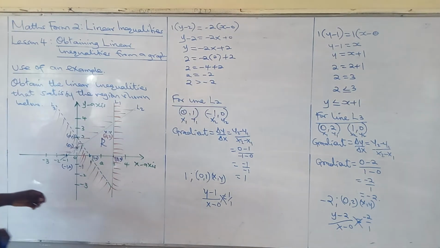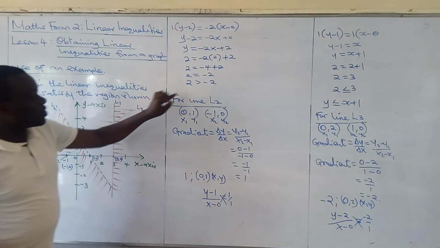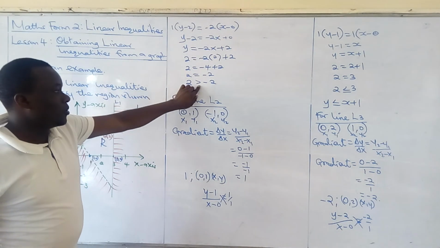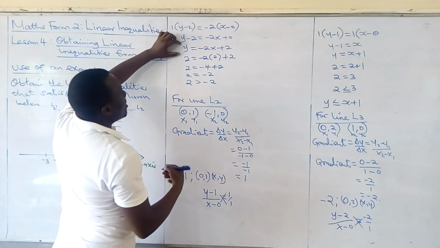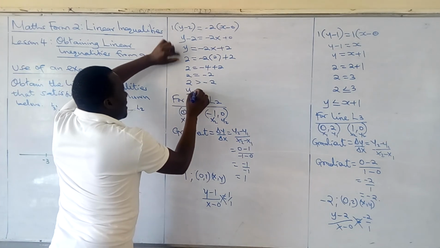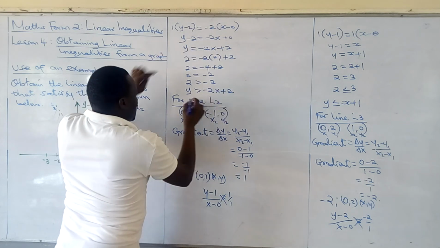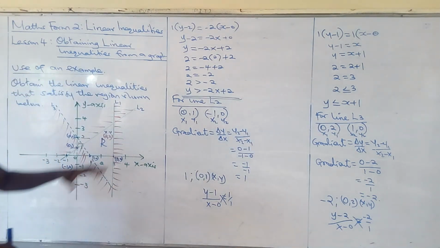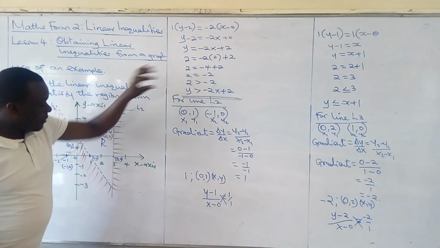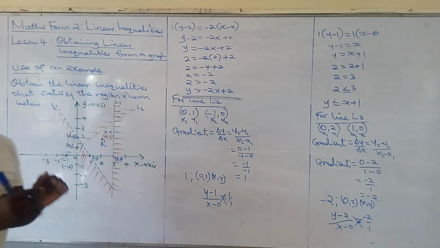So let's look at the line. Is the line continuous? No, it is not. If it is not, we don't include the equal to sign. So we leave it at that given point. We now come back to our equation. We say y is greater than minus 2x plus 2. So this is our linear inequality. So that's how we do it.